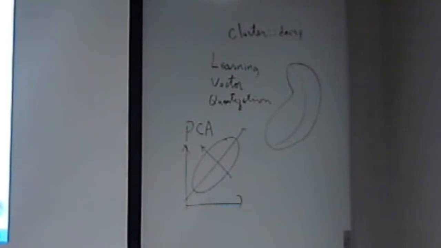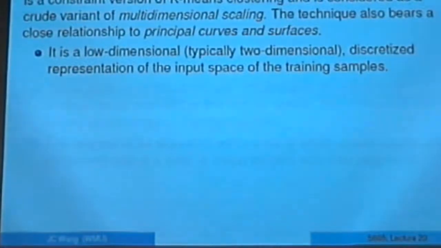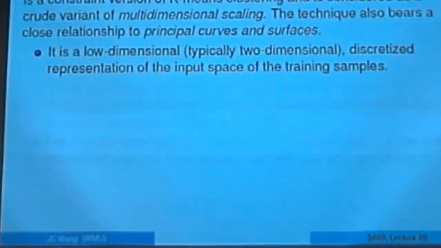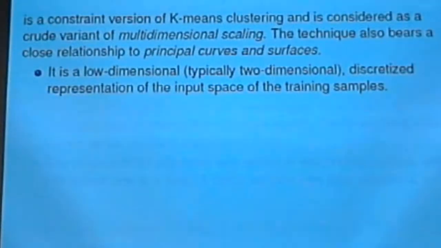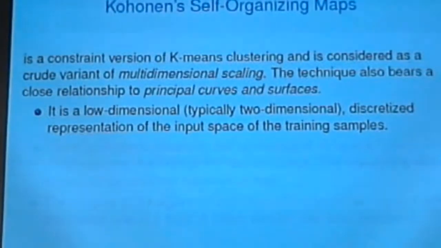So it's a low-dimensional representation of the multi-dimensional data, a discretized representation of the input space of training samples. The other thing that is quite different between the self-organizing map and learning vector quantization compared to principal component analysis is that principal component analysis maps to a continuous space. It only has a rotation, still a continuous space. And learning vector quantization maps to a discrete space, so it maps to only quite a few representations of the input space.